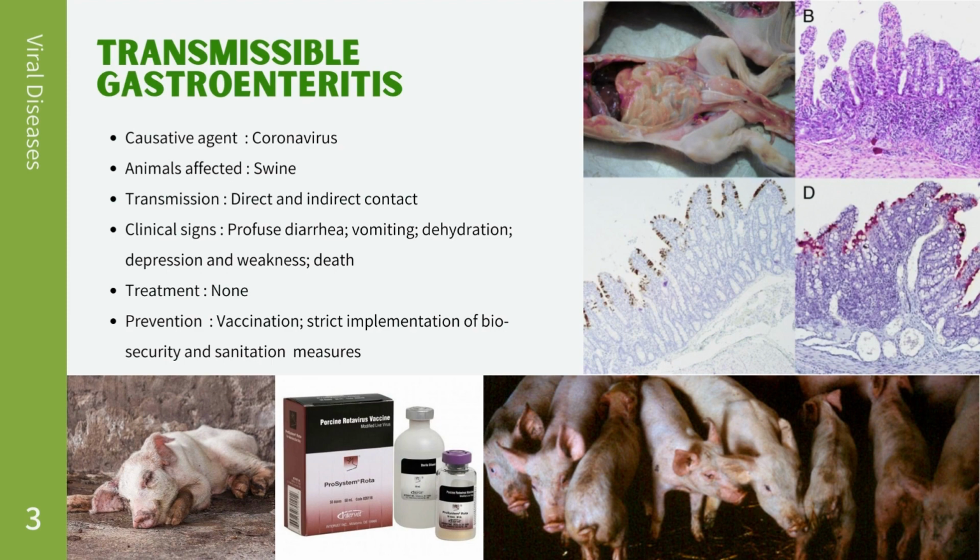The third is transmissible gastroenteritis. Its causative agent is coronavirus. The animals affected are swines. Transmission, direct and indirect contact. Clinical signs: profuse diarrhea, vomiting, dehydration, depression, and weakness, and even death. It has also no treatment. For the prevention, there is vaccination. Also, strict implementation of biosecurity and sanitation measures should be observed.